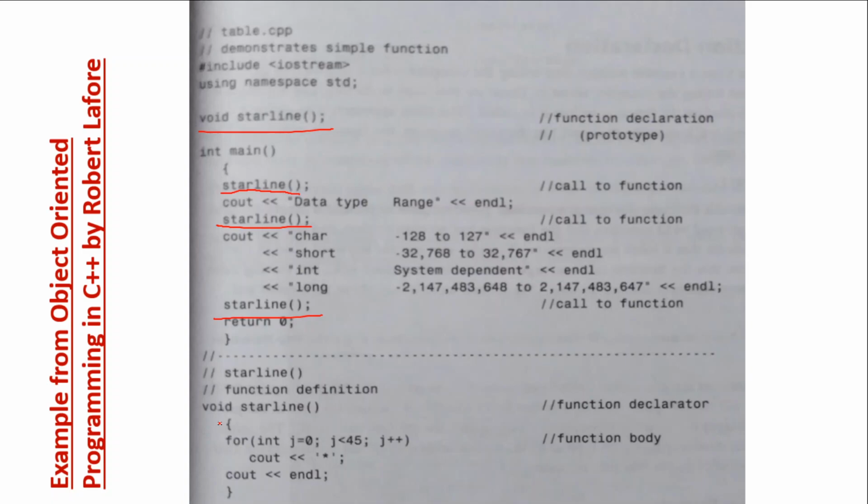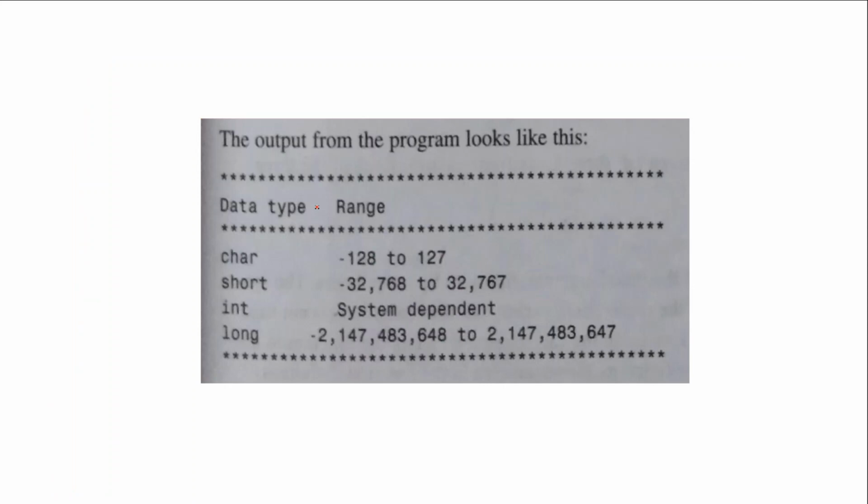So whenever you call the starline function, this is the point where it is called first. It will put 45 stars, then it will write data type and range, then it will put again 45 stars, then it will type all these things, then it will put 45 stars. Basically here the starline function is used to beautify the table which you are going to type on the screen. Now we'll see what happens after execution of the program. So it will be like this: 45 stars, then the data type and range, then 45 stars, then all these contents, and then 45 stars.